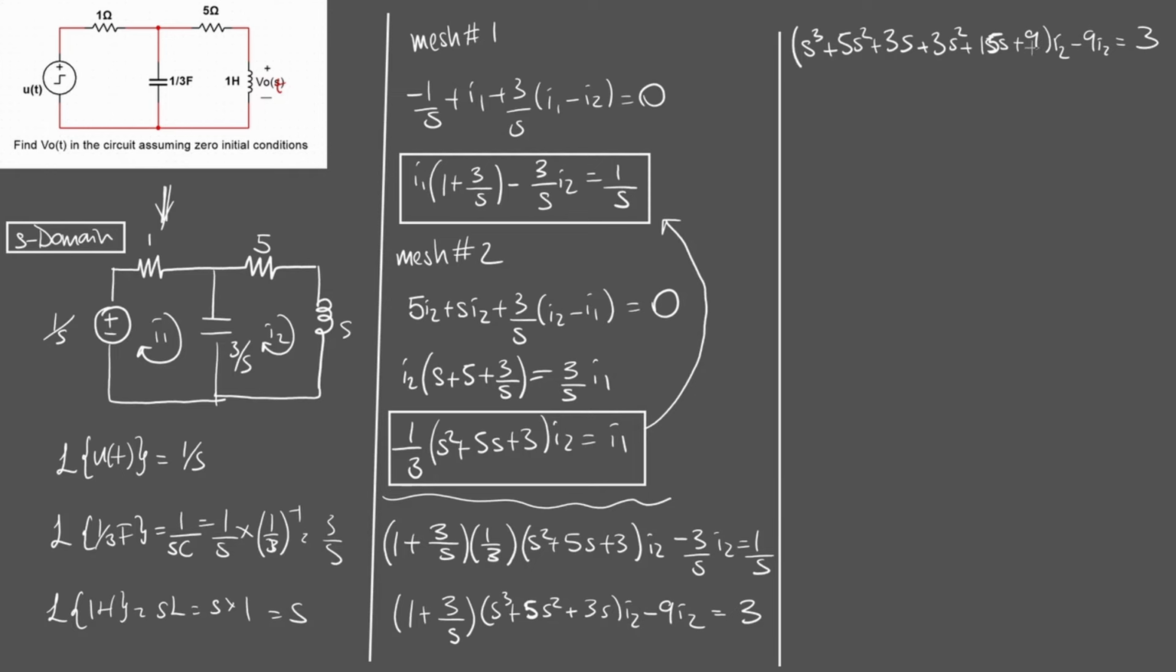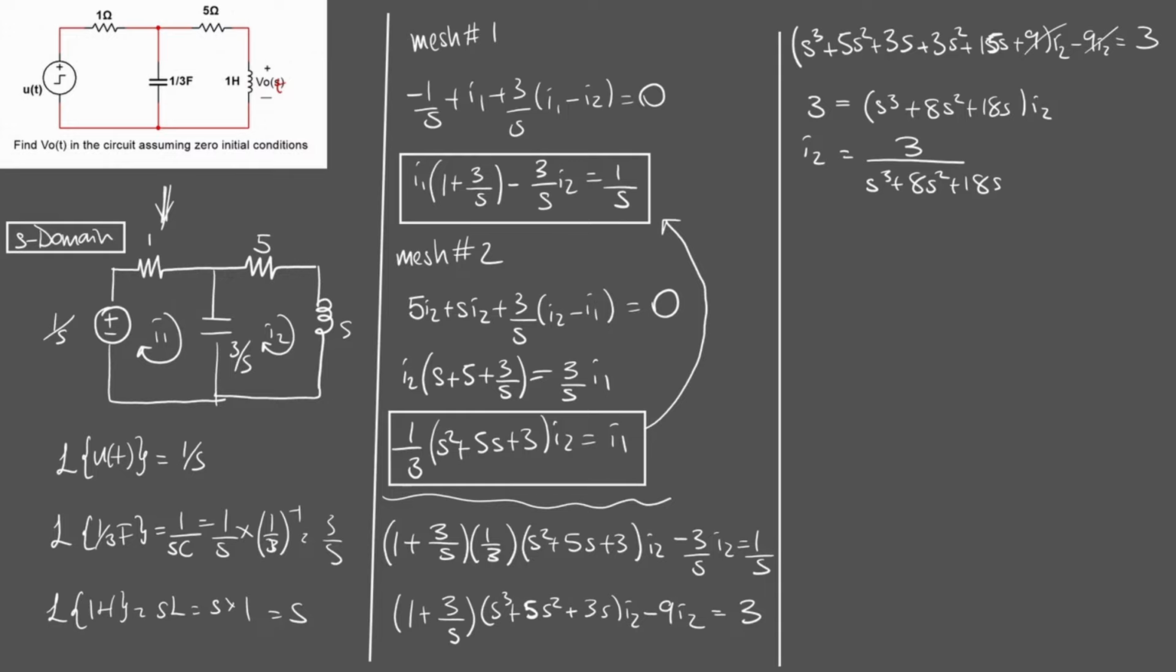Okay, we can see 9 I2 minus 9 I2. So this 9 is going to go. Trying to simplify this, we're going to have 3 is equal to S cubed plus 8S squared plus 18S I2. Making I2 subject of formula. I2 is equal to 3 over S cubed plus 8S squared plus 18S. This is a really huge milestone we just crossed. We're now able to express the current through this loop in complex variables.